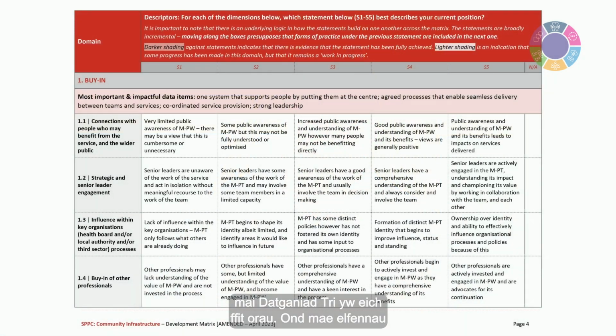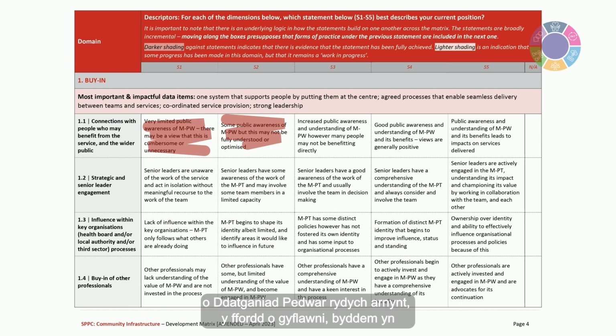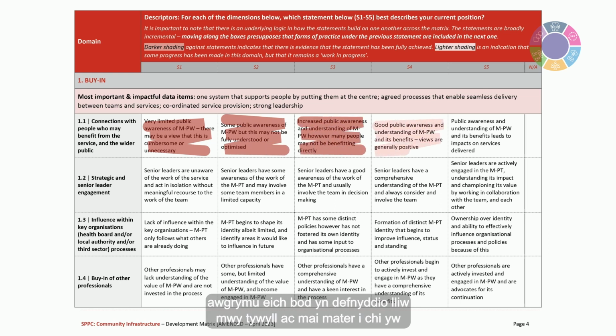What we've got in the matrix is the ability to colour in the different statements to reflect where you are. So across the 5, you may decide that statement 3 is your best fit, but there are elements of statement 4 that you are on the way to achieving. What we would suggest is use a darker colour, and the colour that you choose is entirely up to you. Darker colour to mark yourself up onto statement 3, and perhaps a lighter colour in statement 4 indicates that's an area of work in progress.